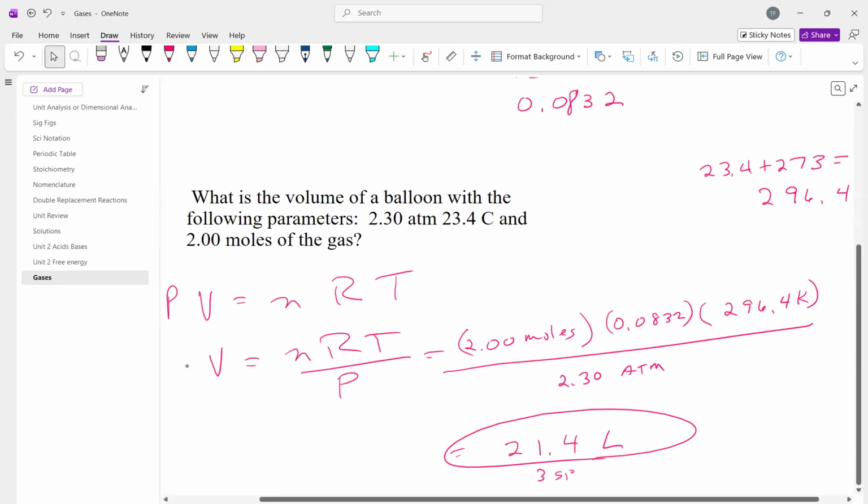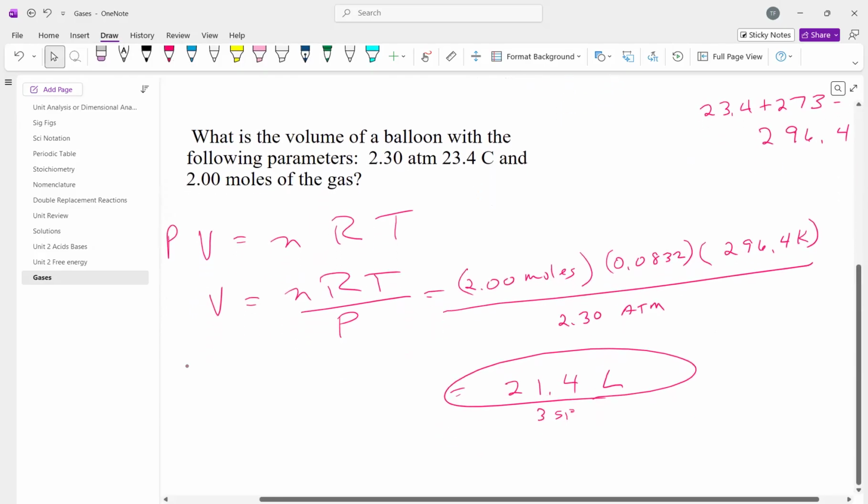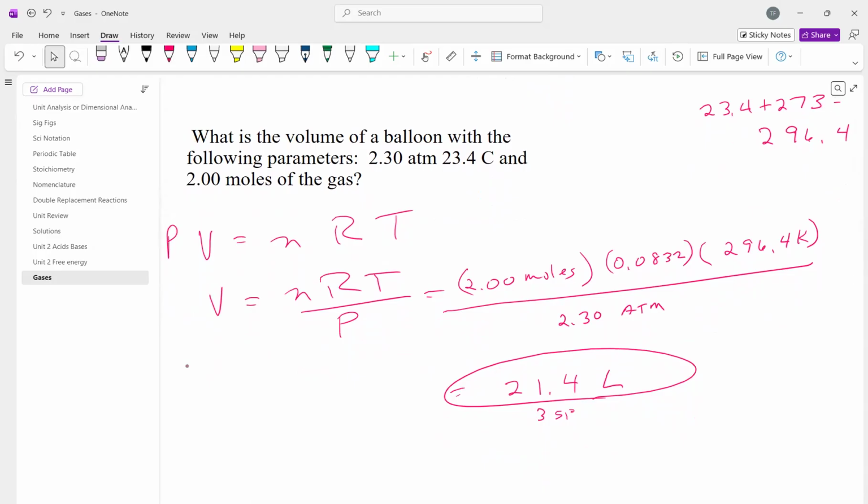Okay, so this is a typical problem. Frequently they're given changing conditions. In other words, we have a balloon on the top of Mount Everest, a certain size. Then we take it down to sea level. How did that change? Now it's a sealed balloon. How do we do that?